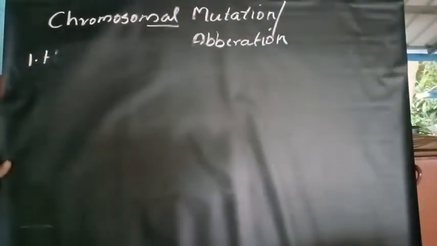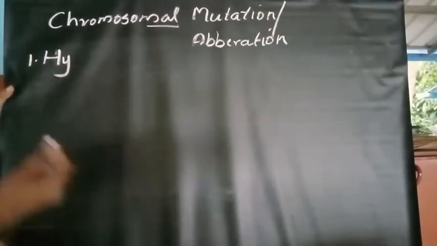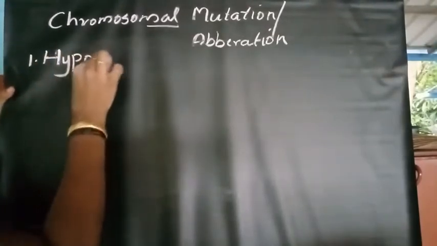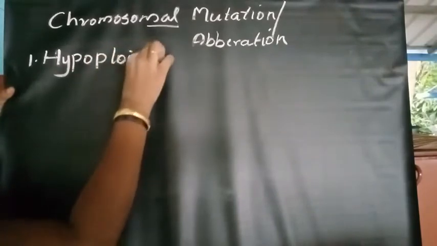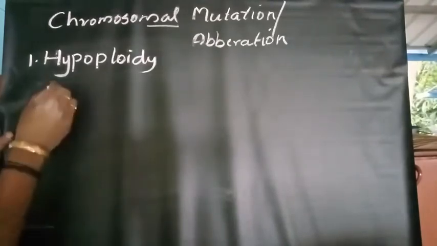So hyperploidy is the addition of an individual chromosome from a different chromosomal pair. Hypoploidy is the deletion or loss of one or more chromosomes from the diploid set. So here it is the loss or deletion of one or more chromosomes, and this is also of different types.